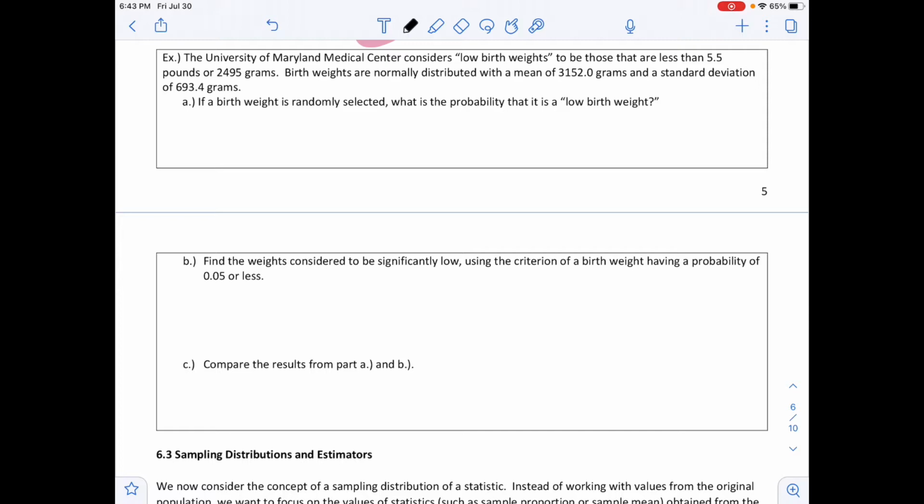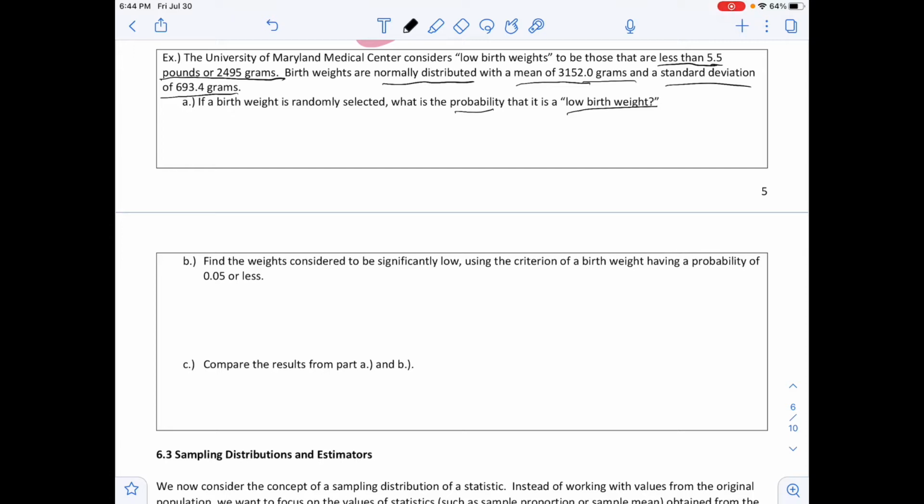This says the University of Maryland Medical Center considers a low birth weight to be those that are less than 5.5 pounds or 2,495 grams. Birth weights are normally distributed with a mean of 3,152.0 grams and a standard deviation of 693.4 grams. Part A says if a birth weight is randomly selected, what is the probability that it's a low birth weight?